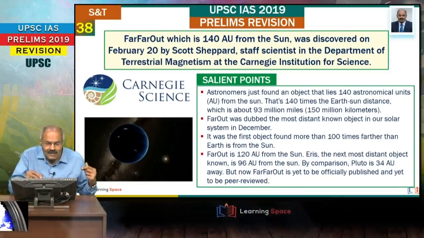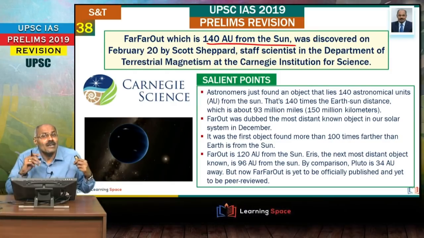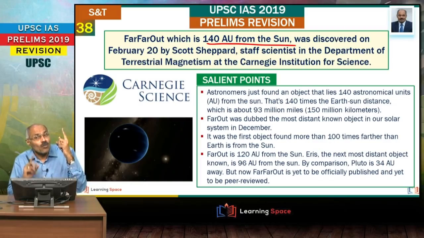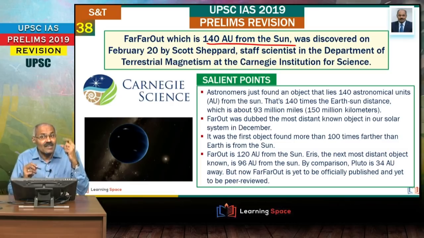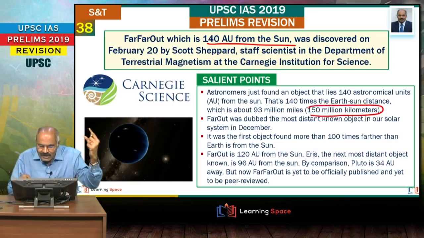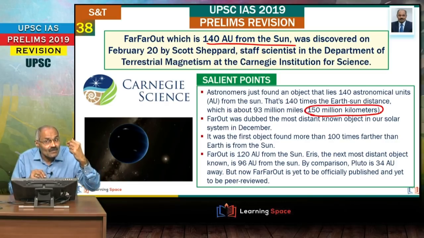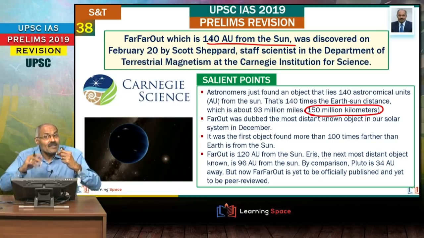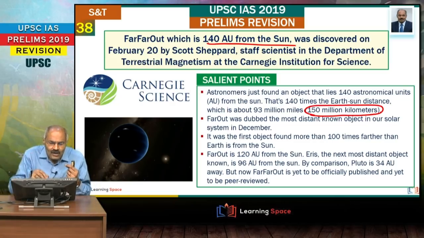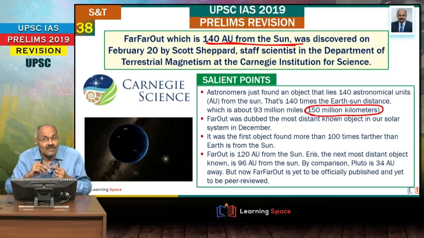Friends, this is 140 astronomical units from the Sun. Please don't forget what is 1 astronomical unit. 1 astronomical unit is nothing but the distance between Earth and Sun. It is around 150 million kilometers. So friends, 1 astronomical unit is the distance between Earth and Sun, and Far Out is 140 astronomical units from the Sun.